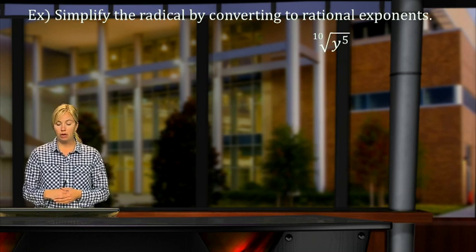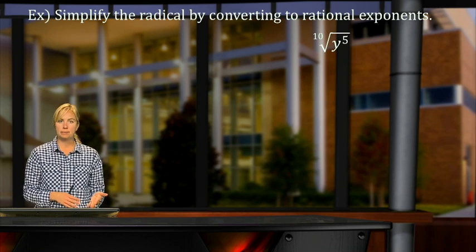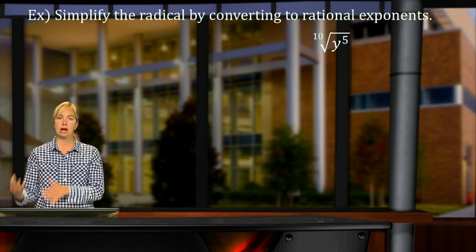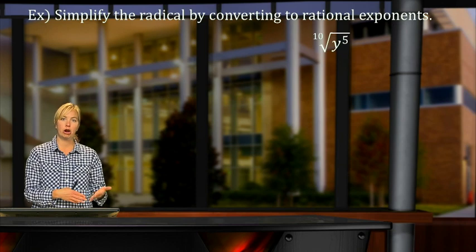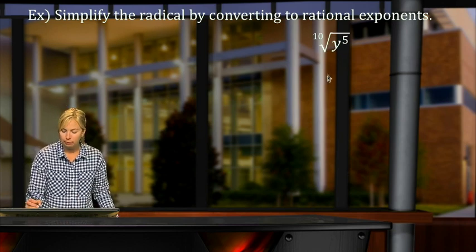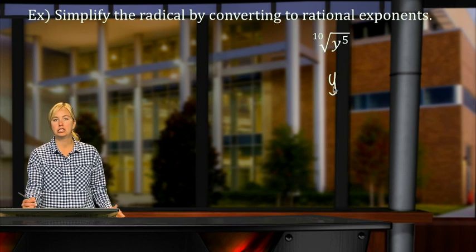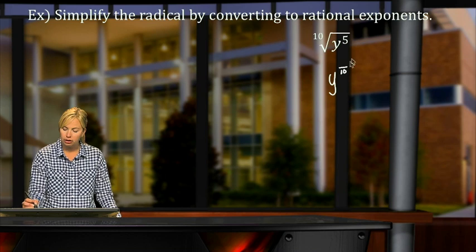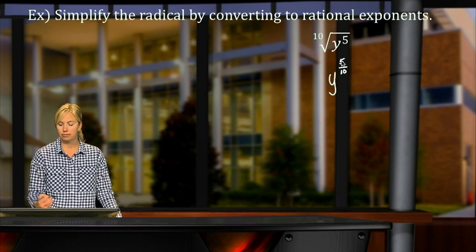The 10th root of y to the 5th. Now we're going to simplify the radical by converting to rational exponents. So before we had rational exponents and we converted to radical form, now we're just going to go the reverse route. So I'm going to take this y and I'm raising it to a fraction. The index becomes the denominator, the power becomes the numerator.